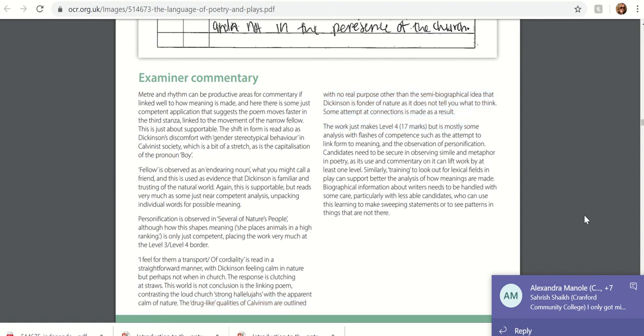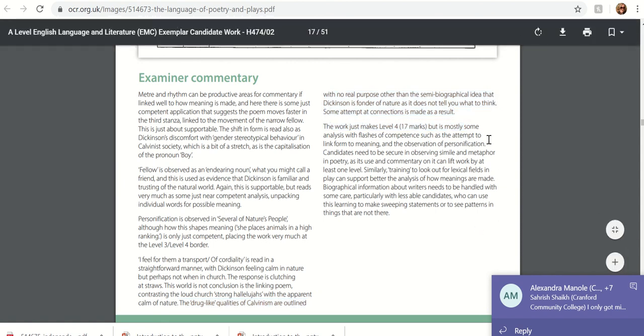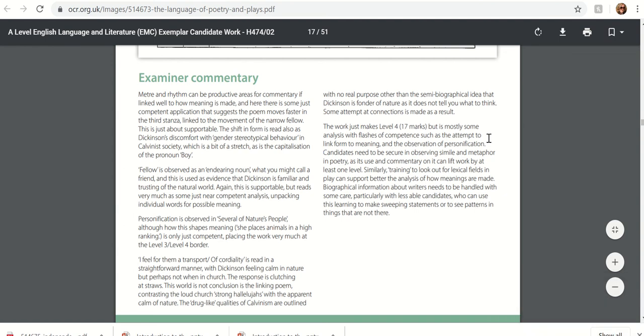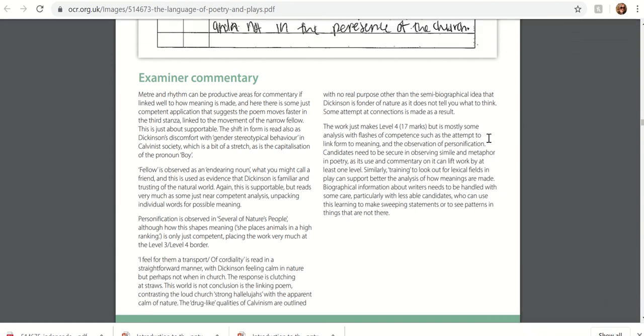Some attempts at connection are made as a result. So what we're looking at here is really: don't try and get context in for the sake of context. The work just makes level 4, but is mostly some analysis with flashes of competence, such as the attempt to link form to meaning and the observation of personification. Candidates need to be secure in observing simile and metaphor in poetry, as its use and commentary on it can lift work by at least one level.